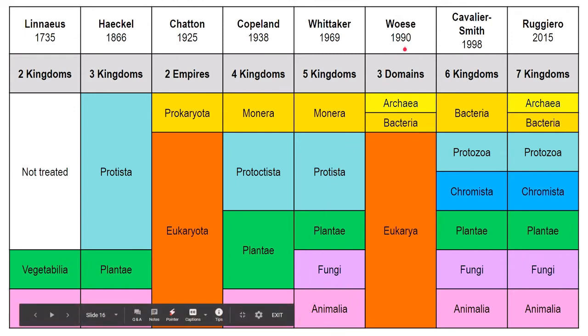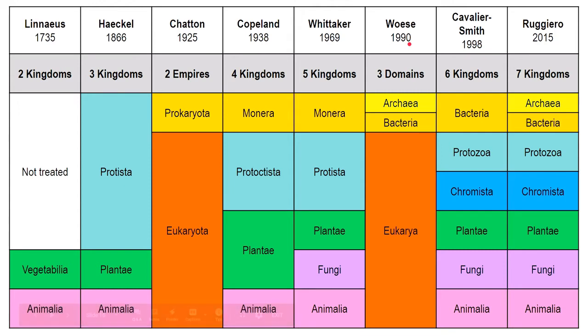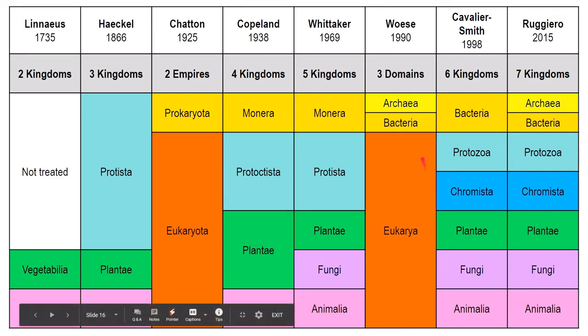In 1990, a three-domain system was proposed. That's quite similar to Chatton's 1925 two empires, but here he separated Archaea. Those are primitive organisms, because they have distinct differences from our common, modern-day bacteria. So he created a domain for them: domain Archaea, domain Bacteria, and then one domain for Eukarya.